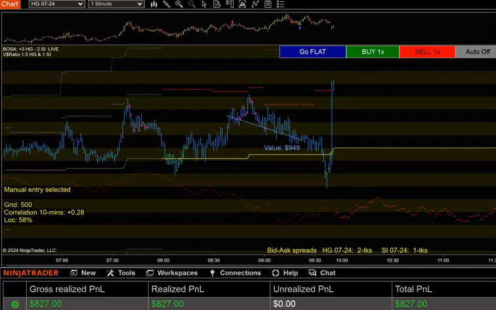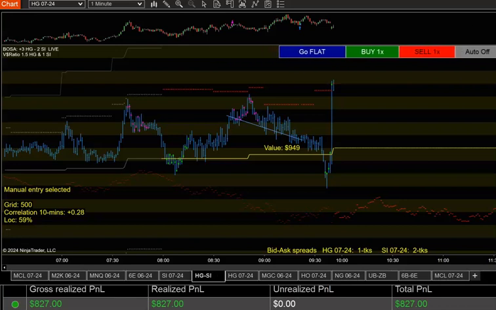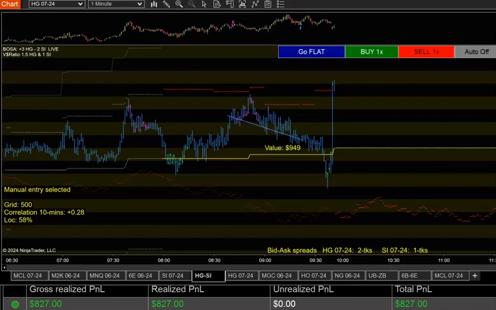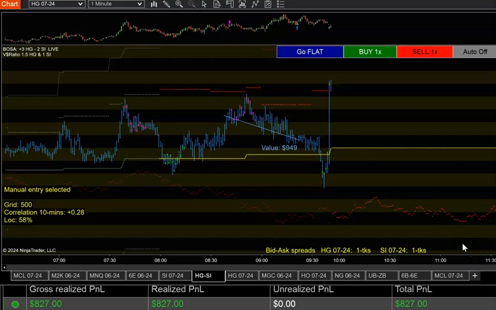Now, this is an old system I developed, which man, I still love. I should really look into making this more of my trading plan. It is a spread trading system. It's buy one and sell another.